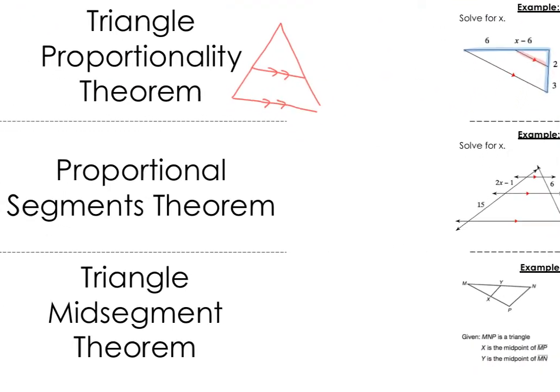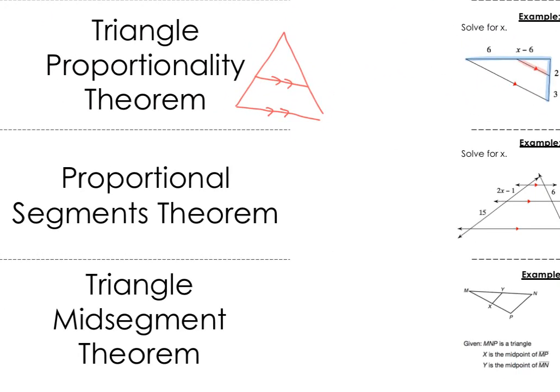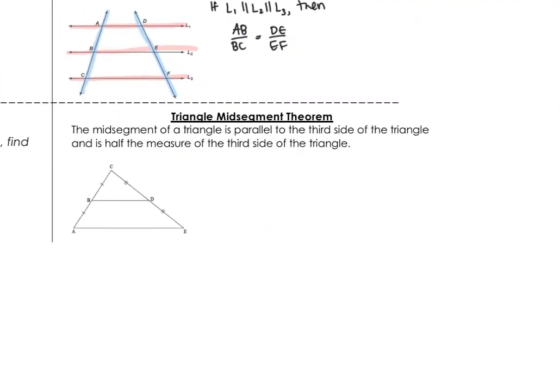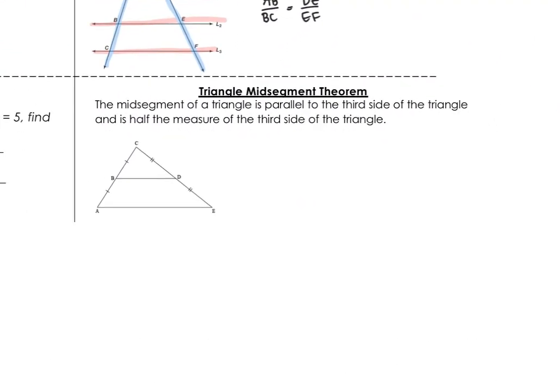So proportional segments theorem looks like triangle proportionality, but instead we basically have 2 transversals and maybe some parallel lines going across. So that's proportional segments theorem. All right, the last theorem is called triangle midsegment theorem. So before doing this, I need to define what a midsegment is.